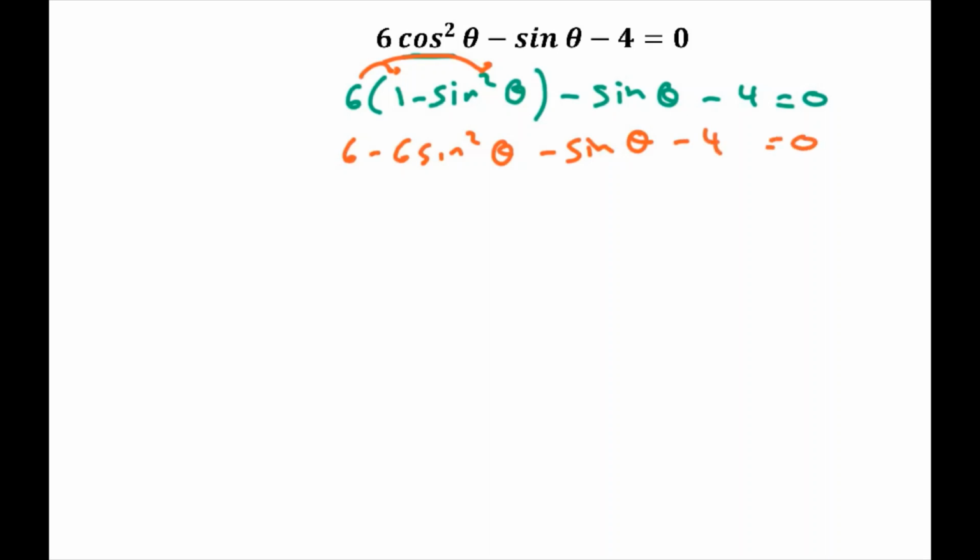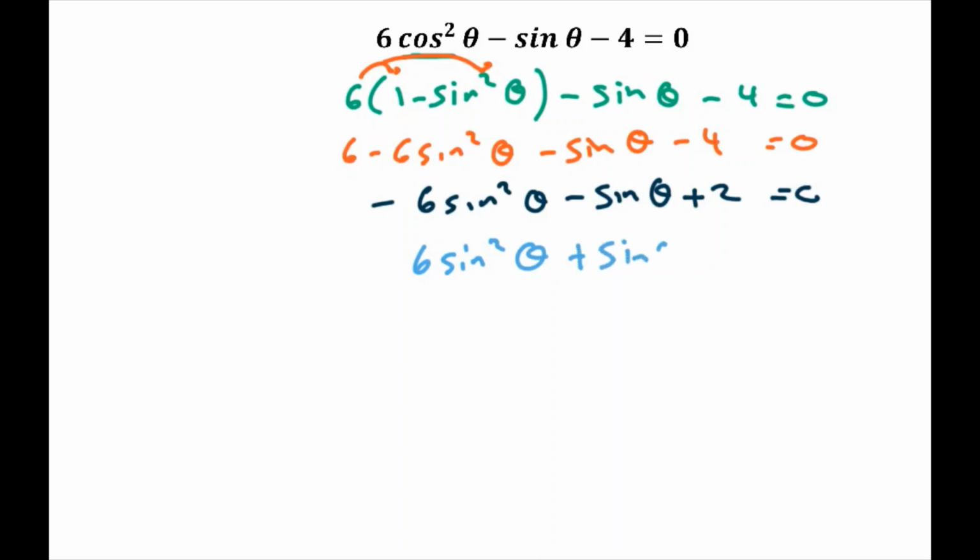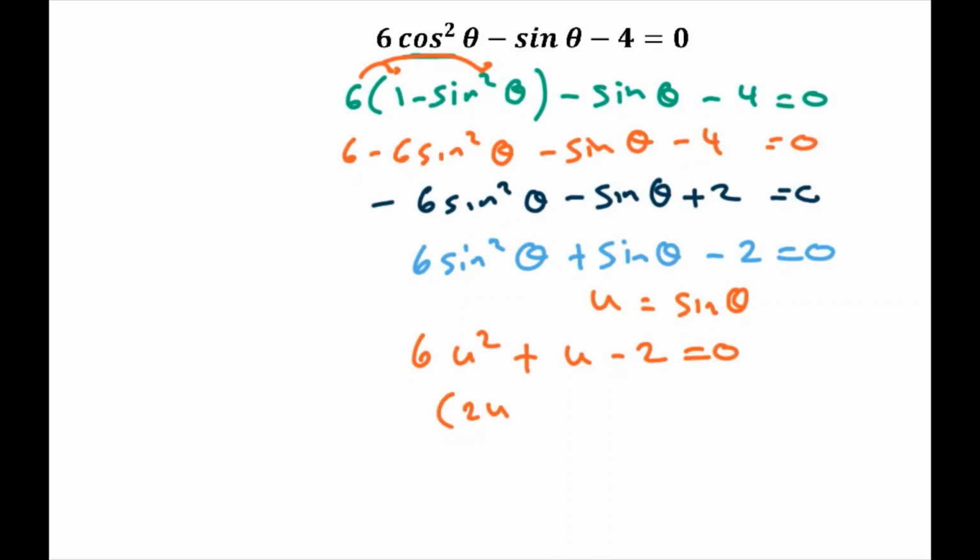And then collect the 6 and -4. I like to multiply everything by -3 to get rid of the negative sign on the leading coefficient. And now I could factor. I'm going to use substitution. I will substitute u for sine theta. It's going to be 6u squared plus u minus 2 equal to 0. That will make it 2u minus 1 and 3u plus 2.